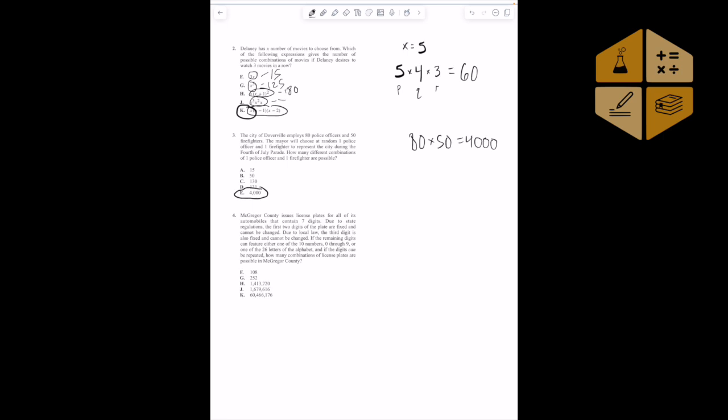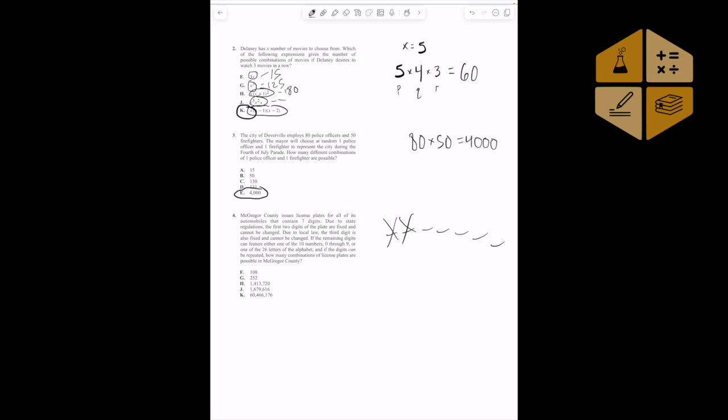And number 4, McGregor County issues license plates for all of its automobiles that contain 7 digits. Due to state regulations, the first 2 digits of the plate are fixed and can't be changed. So, in other words, kind of stopping midway through, that leaves us 5 digits to work with. So we're looking at license plates that have seven spaces, but the first 2 are fixed. Okay, so I'm not going to worry about those 2.